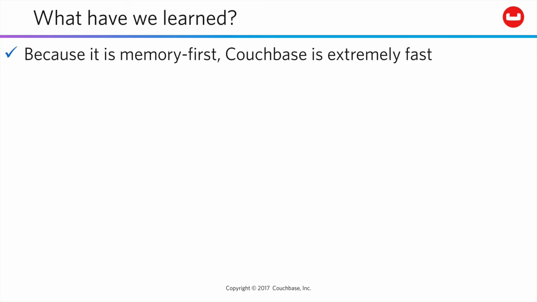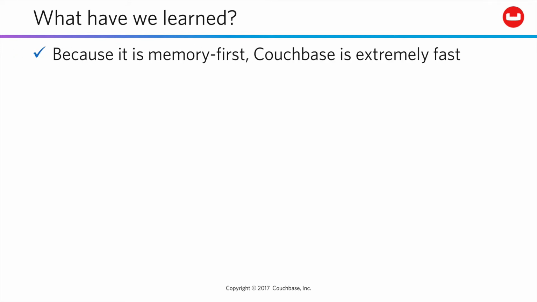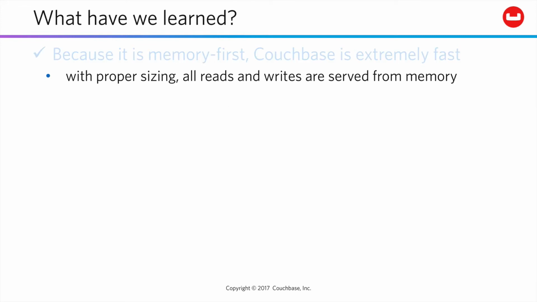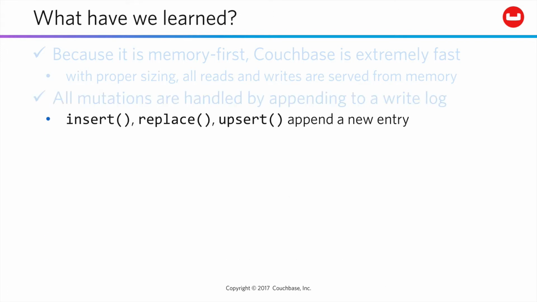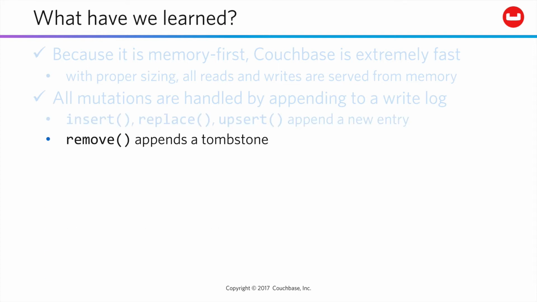So what have we learned here? Well, because it's memory first, Couchbase is extremely fast. With proper sizing, all of your reads and writes can be served directly from memory. All of your mutations are handled by appending to a write log. If it's an insert, a replace, or an upsert, a new entry is appended to the write log. If it's a remove, that appends a tombstone to the write log. Regardless, you're just continually streaming values to this write log, which is then periodically compacted.